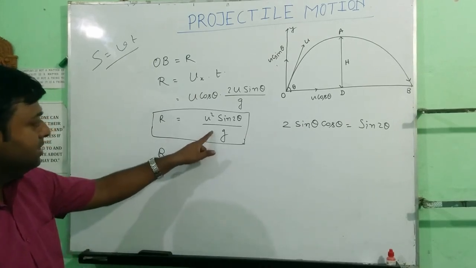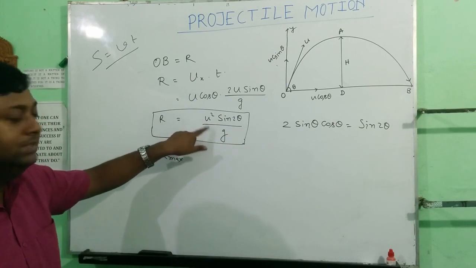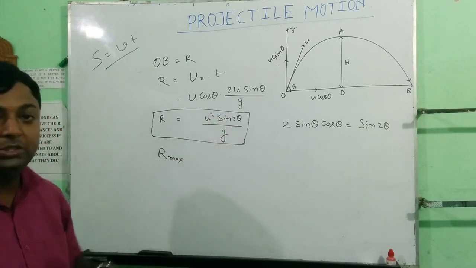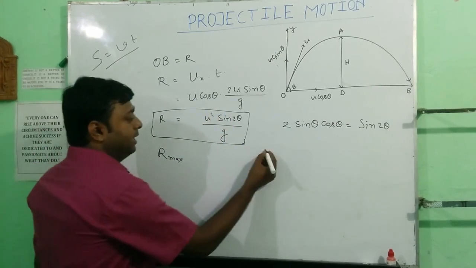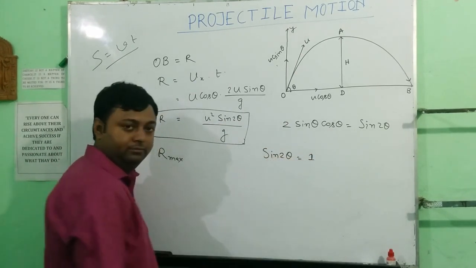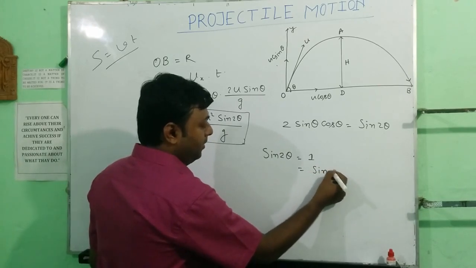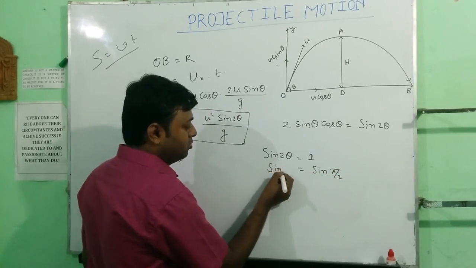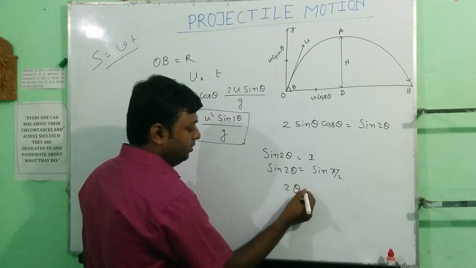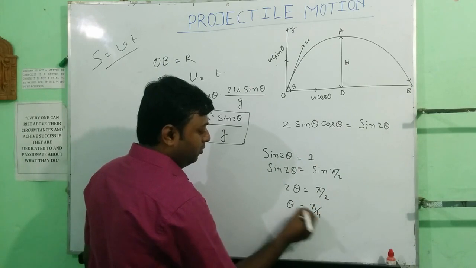This equation is maximum when sin 2 theta is maximum, because u and g are constant. The maximum value of sin 2 theta is 1. That means sin pi by 2. So sin 2 theta equals 1, 2 theta equals pi by 2, that is theta equals pi by 4.